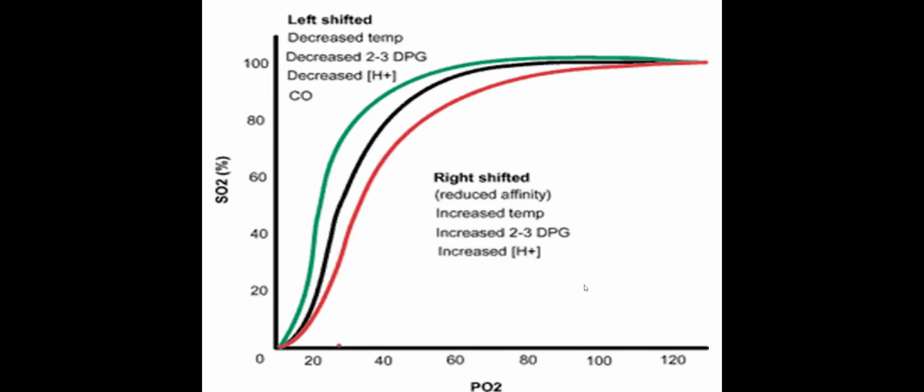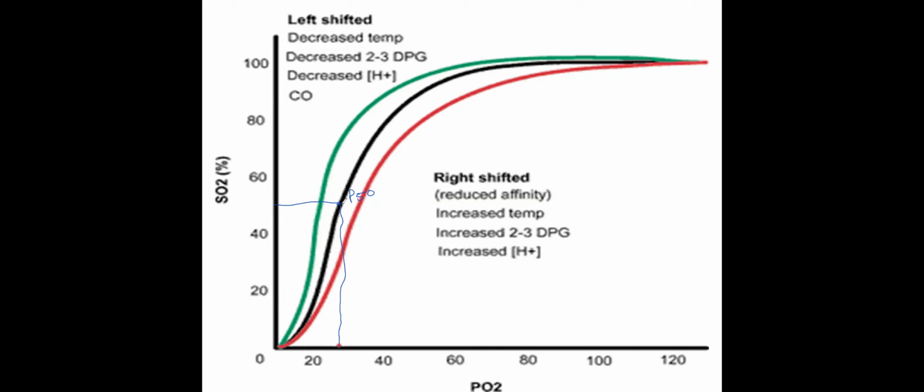And we're most interested in what we call the P50. And the P50 is the point at which there is 50% saturation. Okay, so we draw it right here. P50, the partial pressure at which hemoglobin is 50% saturated. And it's about 27 millimeters of mercury.